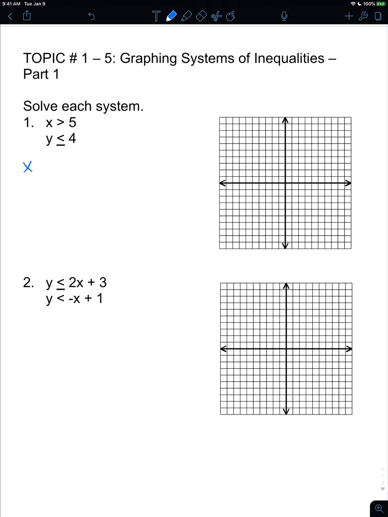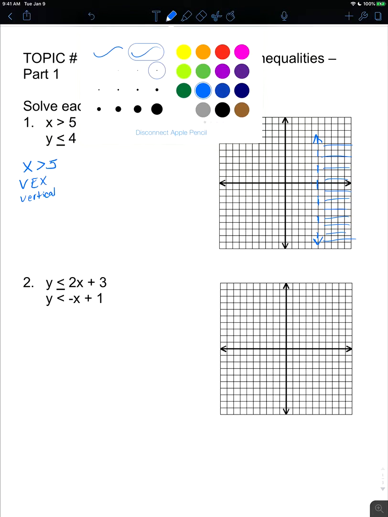So if we've got x is greater than 5, remember that's a vex, so it's a vertical line at x equals 5. And so let's graph that. It's not equal to that, so it's going to be a dashed line. And it is greater than, so we're going to shade this side of the line because it is greater than.